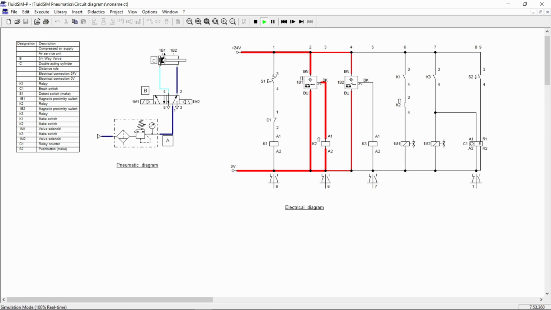When we push S1, it will make the second function for the S2 push button. Here you can see when we push S1, the second function of S2 is to make the process happen repeatedly, but not reset the counter. Okay, that is the function.